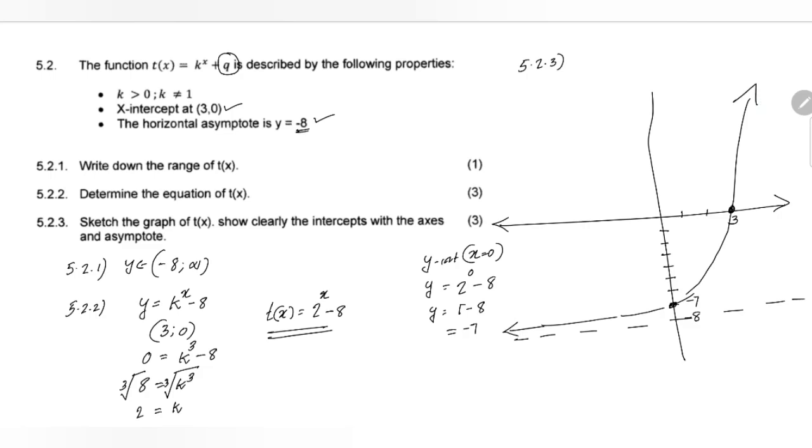Is it clear? So this is how you have to draw this graph. So we are done with this question. 5.2.3: 3 plus 3 plus 1. How many marks? 7 marks. Easy question, isn't it? Okay, let's go to the next question.